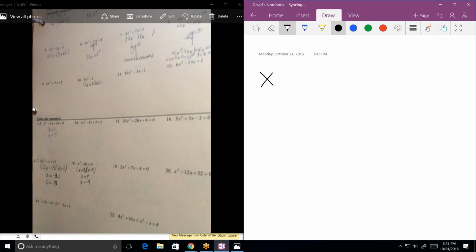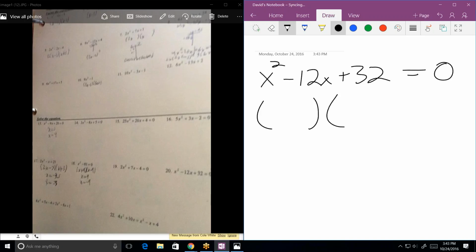These are all quadratics. Plus 32 equals 0. So it's x. Step 2. It's minus x minus x. It's not minus 6 minus 6.